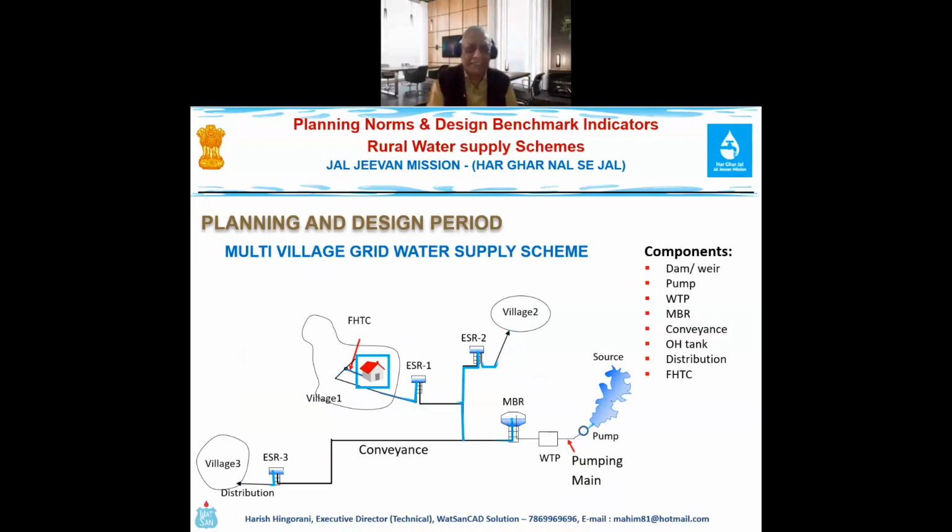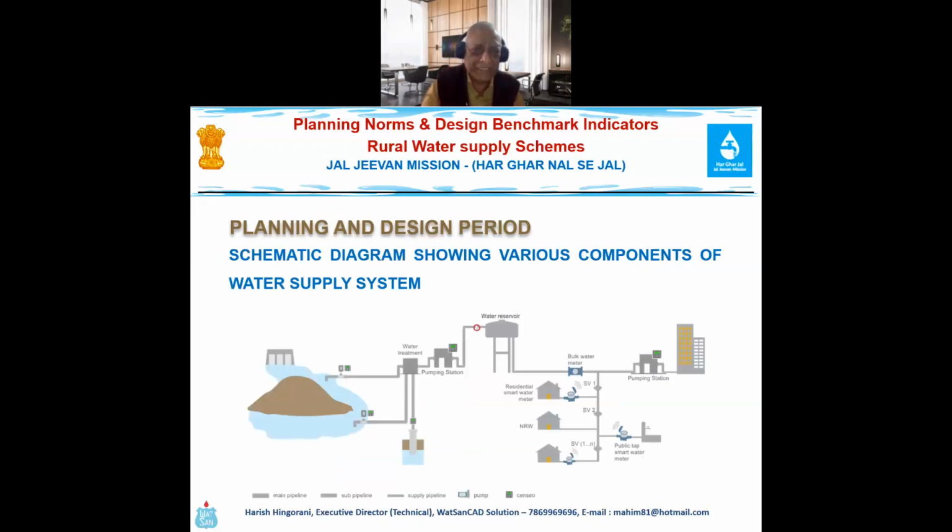So this is a depiction of the multi-village water supply system. There is a surface source, master reservoir, pipeline, conveyance, and the complete layout of the system is there. So again, it is a schematic diagram as required in the CPHEEO manual to be planned.